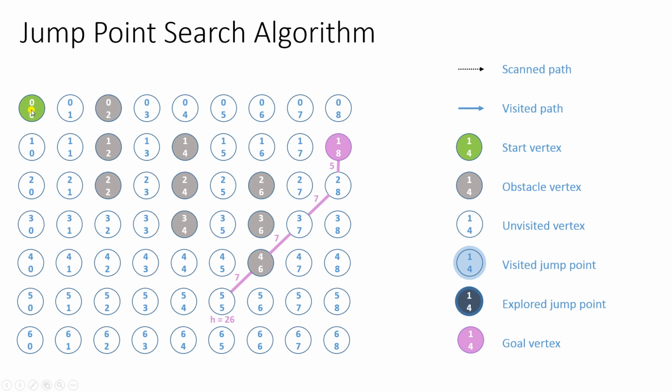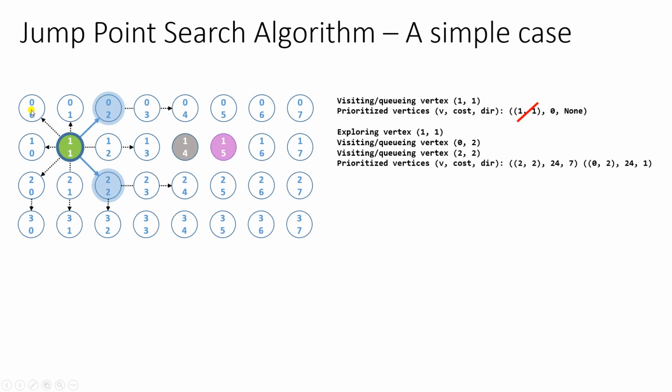Okay, so let's get back to where we stopped. We were right here. We recognized that vertices 0, 2 and 2, 2 are added to the priority queue, and the next thing is we should pull out of our priority queue the next vertex to explore. This will be vertex 2, 2, as you can recognize is the first one. So let's do it.